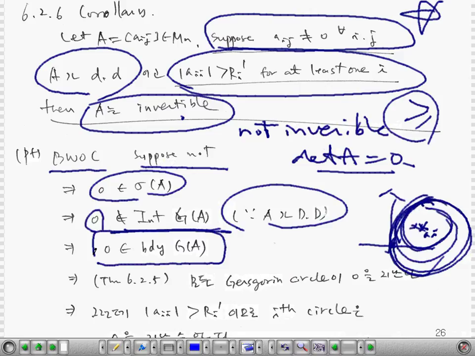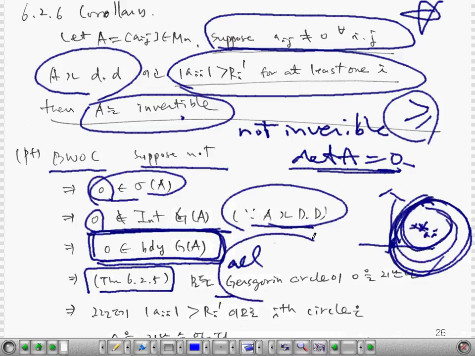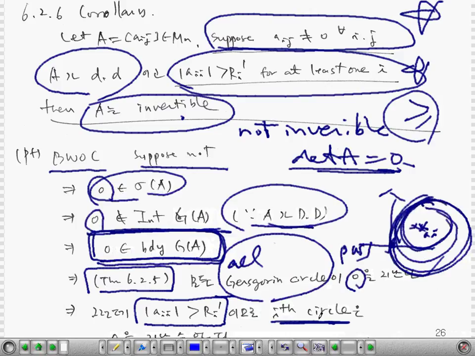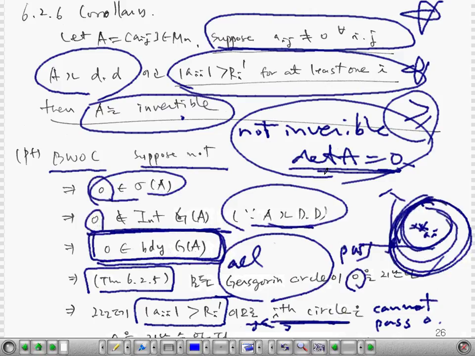So what this says is that 0 is an eigenvalue since the determinant of A is equal to 0, and it's diagonally dominant, so 0 is on the boundary. Then, by the previous theorem, every Gershgorin circle passes through 0. But this condition says the i-th Gershgorin circle cannot pass through 0. It produces a contradiction. So this cannot happen. So it should be invertible.